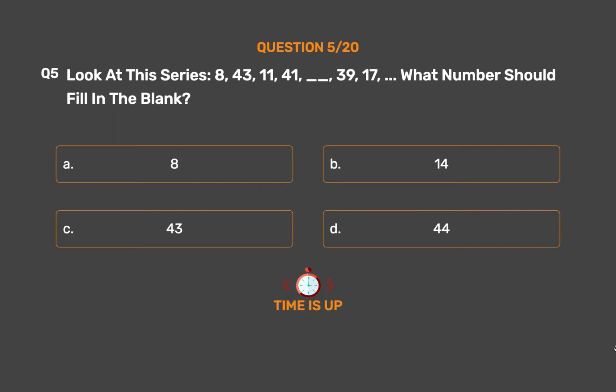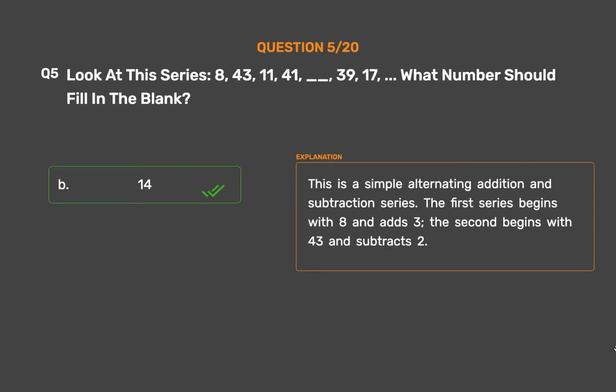The correct answer is Option B, 14. This is a simple alternating addition and subtraction series. The first series begins with 8 and adds 3. The second begins with 43 and subtracts 2.